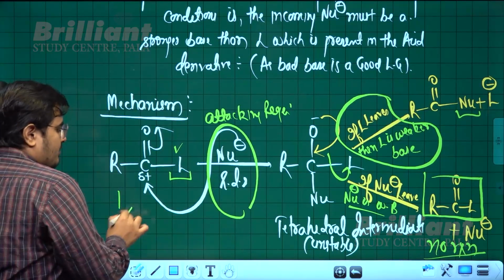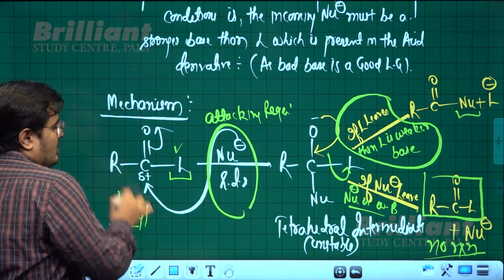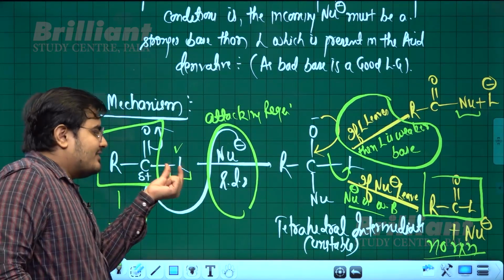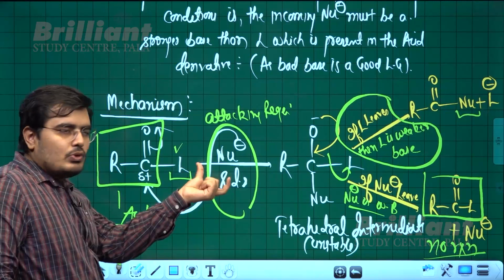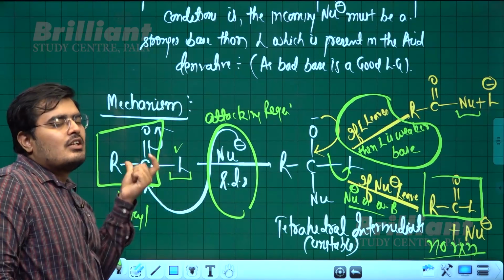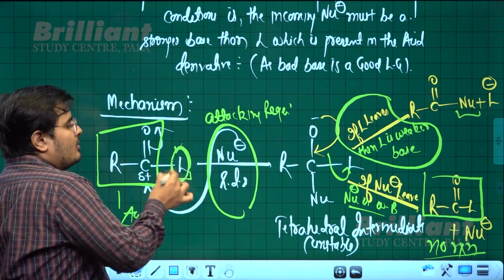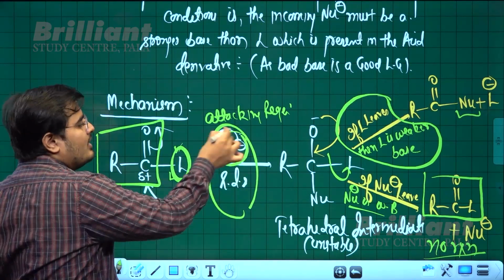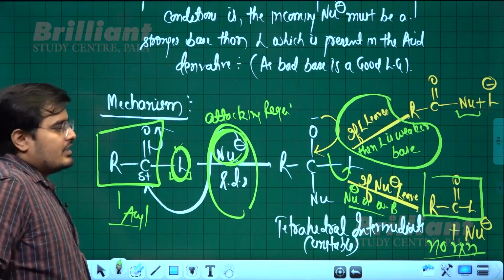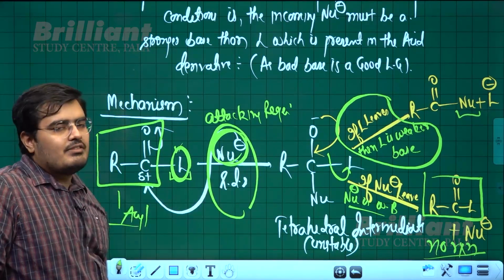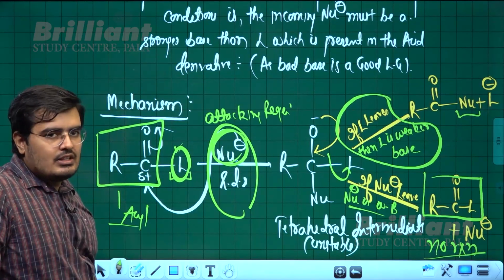This is an acyl group. RCO group is known as acyl group. You are trying to replace the L attached to this acyl group with a nucleophile. That is why we are calling it nucleophilic acyl substitution. So if you want this L group to be replaced by this nucleophile, one of the most important conditions is that it has to be a stronger base than this L, otherwise it will result in no reaction.